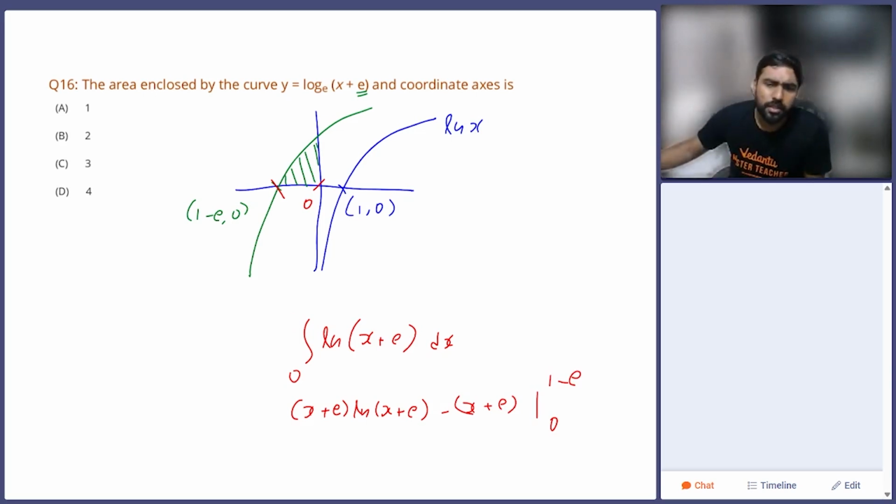I have written this opposite. 1 minus e to 0, from 1 minus e till 0 over here. Substitute the upper limit, 0 first. So what will you get?